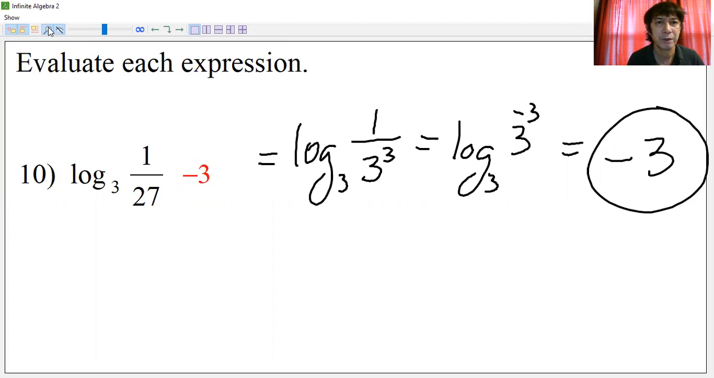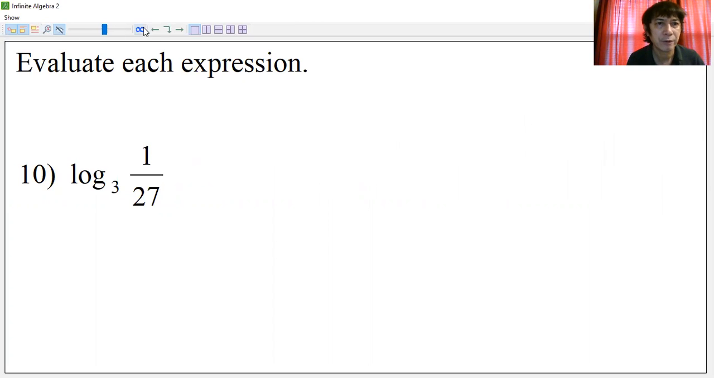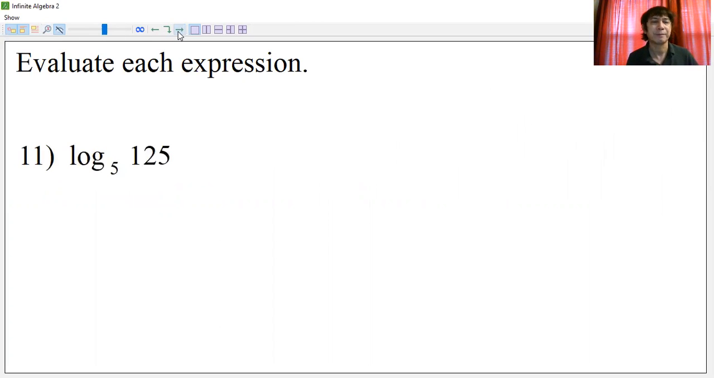Let's have number 11. Here's number 11. Okay. Logarithm of 125 base 5. What is 125? That can be expressed as a power of 5. That's 5 to the 3. Therefore, we can make the base number and 125 involve the number 5.